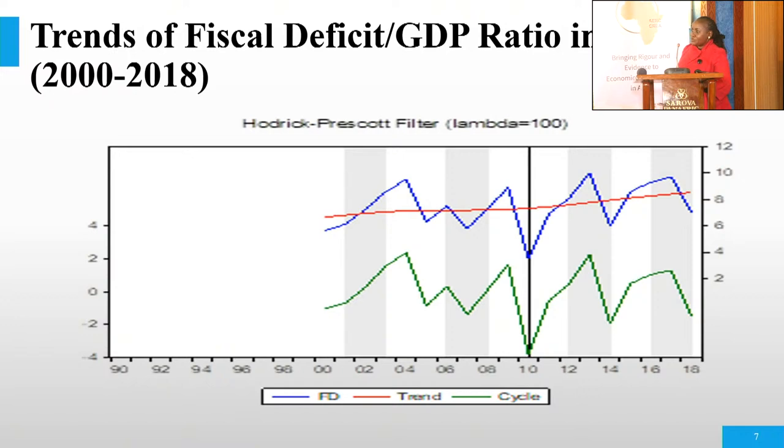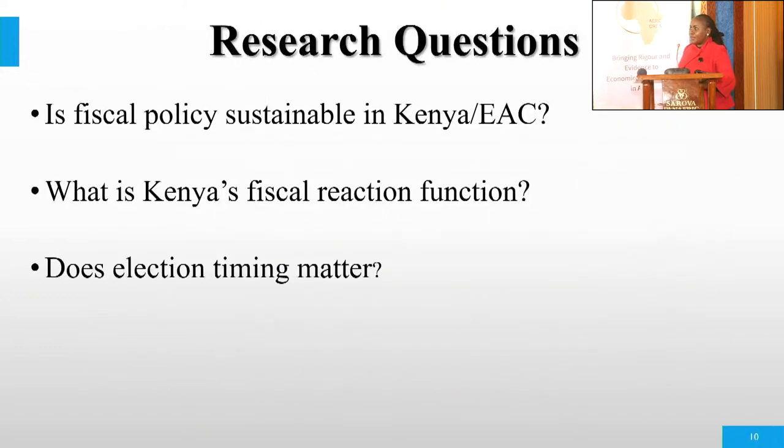And the same case applies to the 2013-2014 period. There's also an upward trend in fiscal deficit, which is also the same case in the period between 2016 and 2018, when we were having elections. So this is what motivated me to think about whether election timing can change this sustainability. So those are other trends, like I've said before.